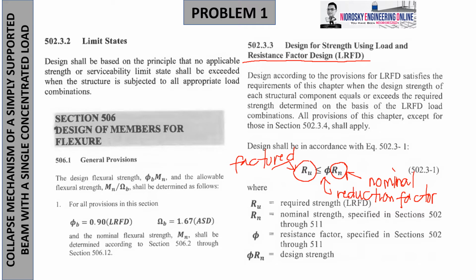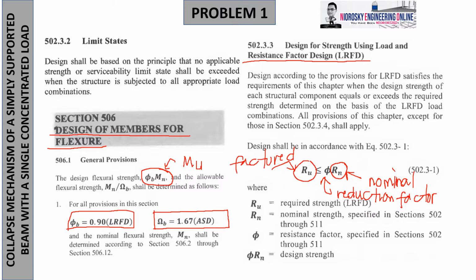Now, in section 506, in 506.1, let's start with the design of members for flexure, kasi when it comes to plastic moment, it talks about flexure. So, meaning, if you have a moment, then R sub U becomes M sub U, and R sub n becomes M sub n. That's why it is just like this. So, ito yung equivalence ng M sub U. Okay? So, we are going to understand the use of phi of bending as 0.9. And if you are going to convert that into an ASD, then there is another code that we need to understand on the design analysis concept.